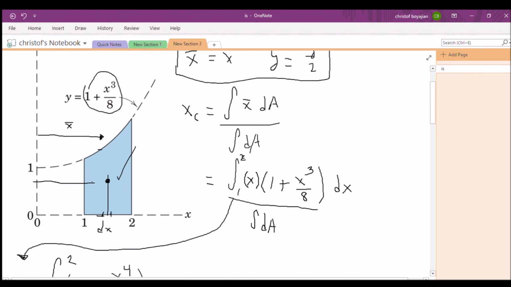So 0.756. This is 1.549. All right, there you have it. That is the centroid of this lovely figure right here.